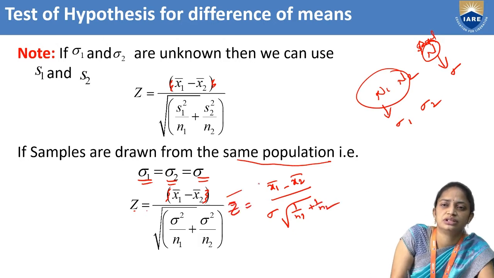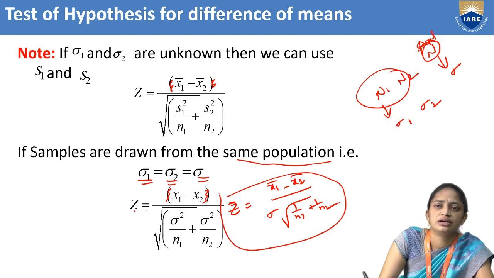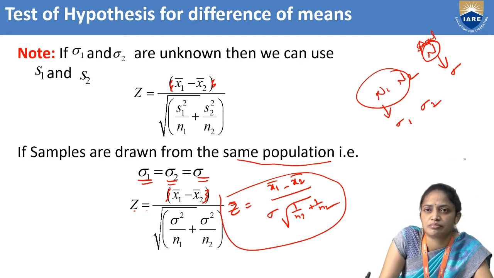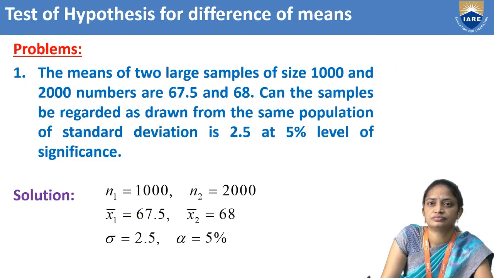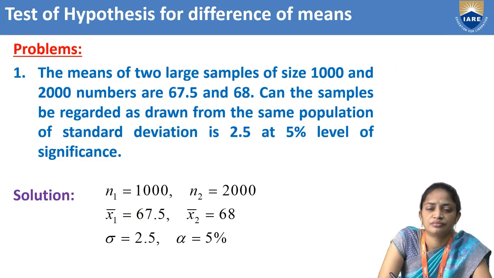So this is the formula for test of hypothesis for difference of means. This is also one method for large samples. This is our second method to solve different test of hypothesis problems for large samples. So, first problem.